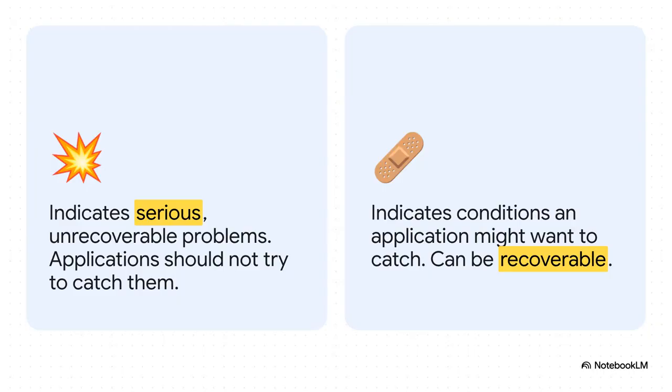Now, Throwable has two main children, Error and Exception. And this is a really critical distinction. Error means something catastrophic has happened, like a StackOverflowError. Your app is probably toast. You can't recover from it. Exception, on the other hand, represents things your application can and probably should handle. This is where we as developers are going to spend most of our time.